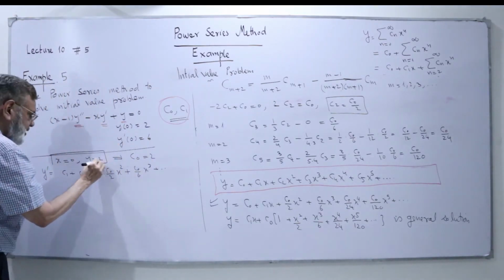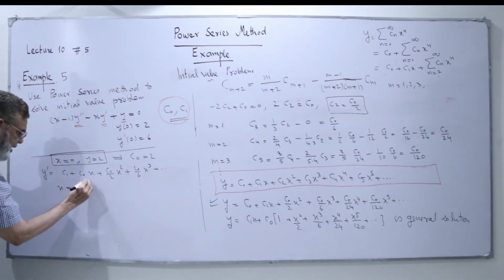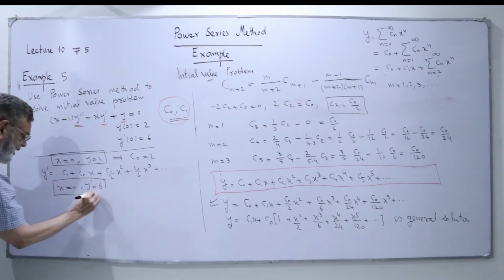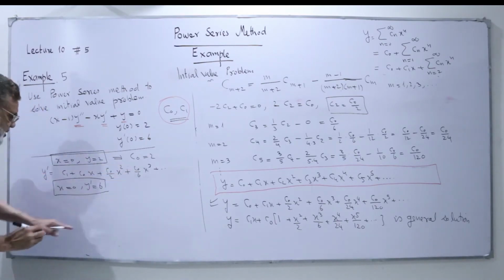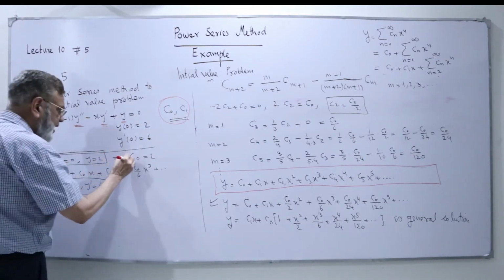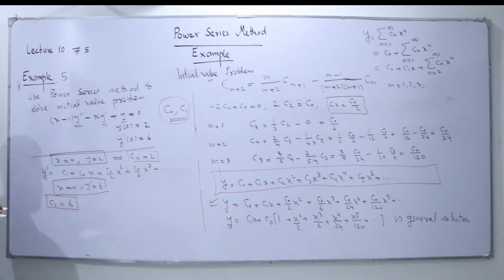Now I use my second condition. We have used our first condition. Our second condition is when x equal to 0, y dash of 0 is equal to 6. Now we substitute this one. When we take x equal to 0, these all are equal to 0, and we get C1 is equal to 6. Now we have the value of C0 and C1. I substitute the values of these arbitrary constants in my equation. I get the particular solution.